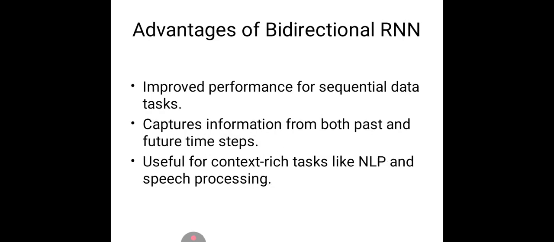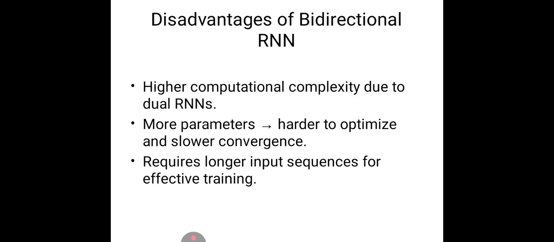And the advantages of bidirectional RNN: they provide better performance in sequential tasks, they capture the information from both past and future time steps, and they are ideal for context-heavy applications like NLP and speech recognition. And the disadvantages of bi-RNN: however, it has many advantages, the major limitation is they require more computation because it has two RNNs, and it also contains more parameters, making them slower to train, and they need a longer input sequence to learn the context efficiently.